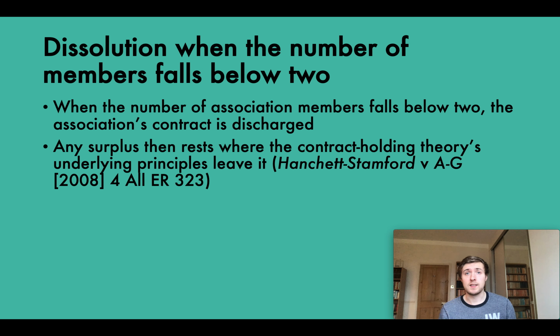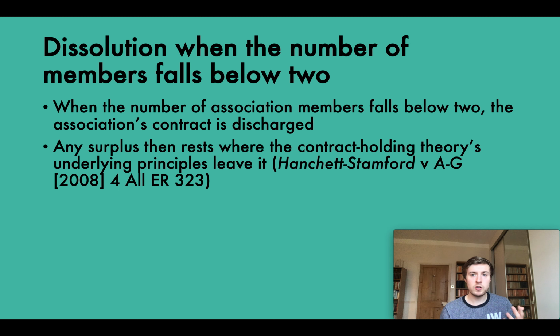So logically then, the surplus must belong entirely to the last surviving member. The principle plays out in this case of Hanchett Stamford, an Attorney General from 2008. This case concerns an unincorporated association called the Performing and Captive Animals Defence League, and this unincorporated association was formed in 1941 with the aim of changing the law to ban performing animals. So eventually its membership fell to just 2 members, and then the penultimate member died.